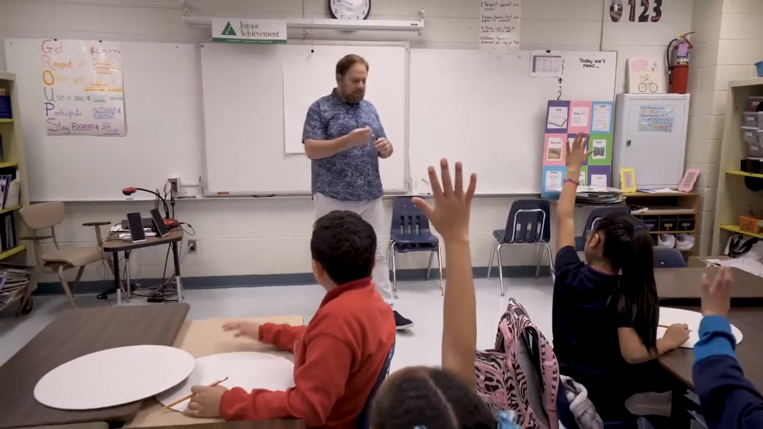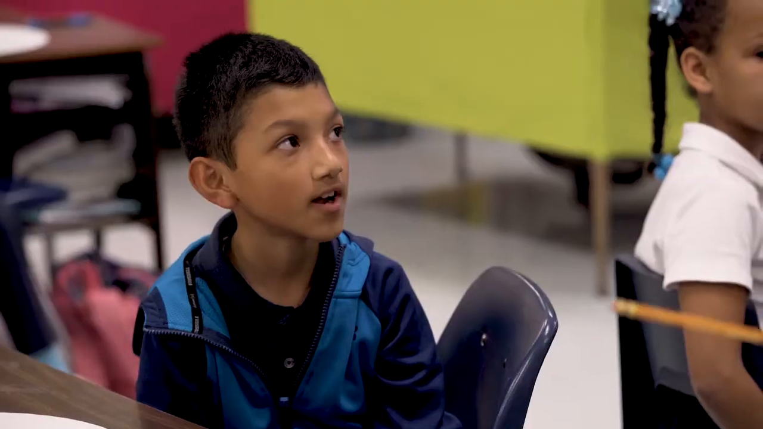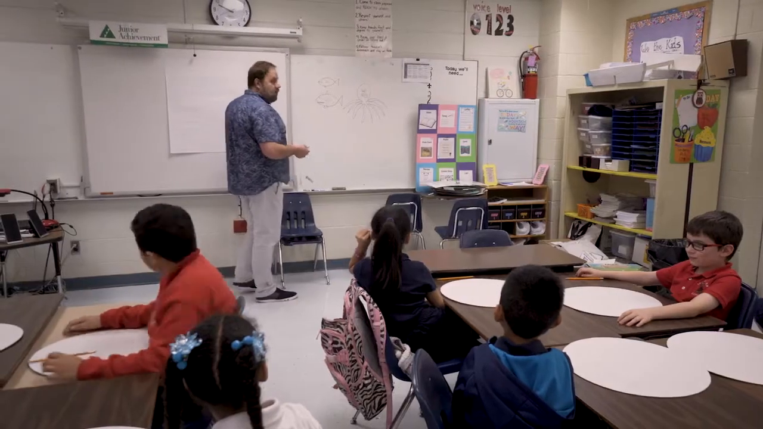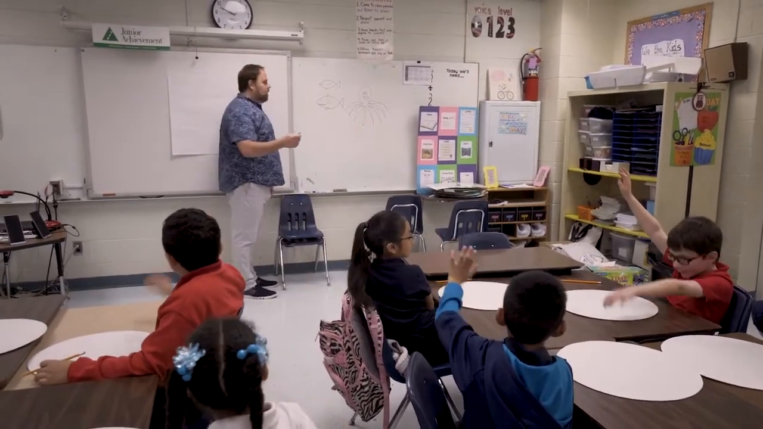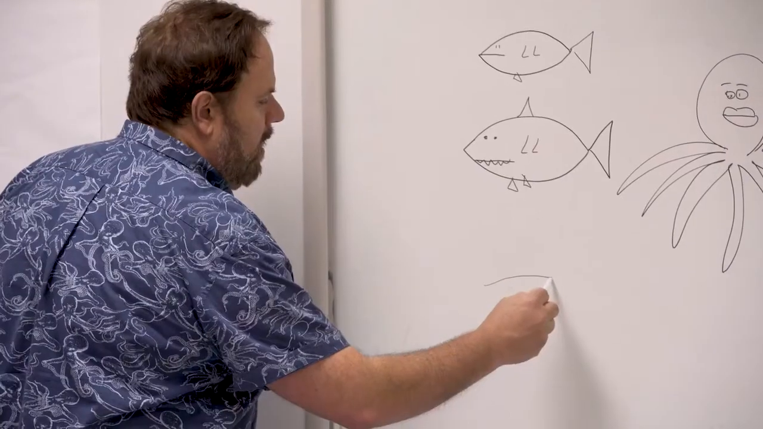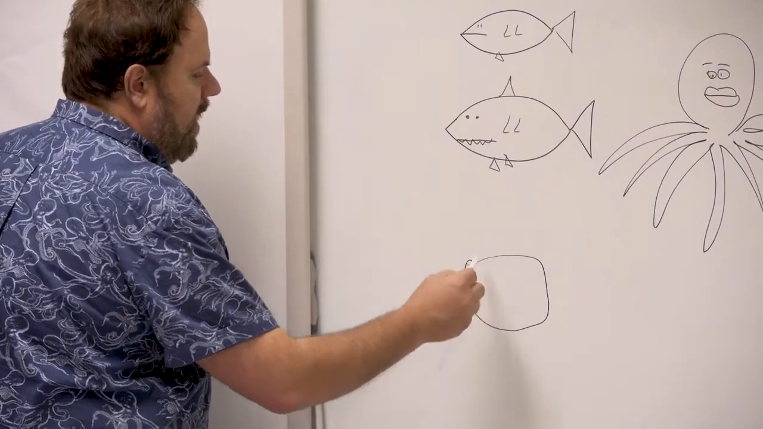Oh, I love all these hands up. Okay. A crab? A crab! Definitely a lot of crabs, right? Who in here likes crabs? Me too. So good. Okay, to make a crab, you make this sort of curvy square like that.